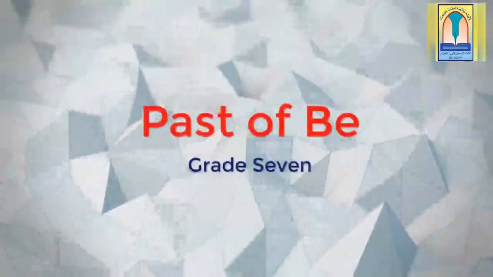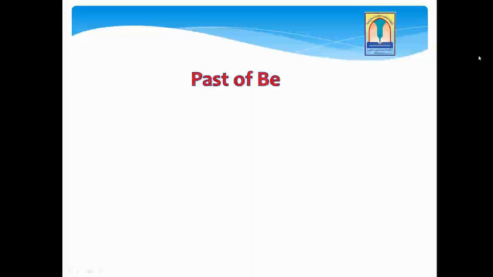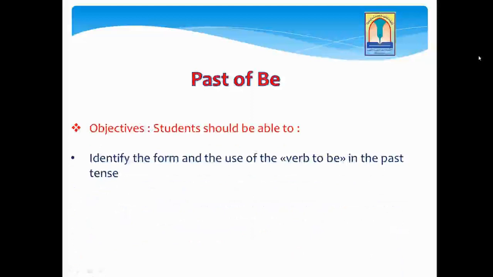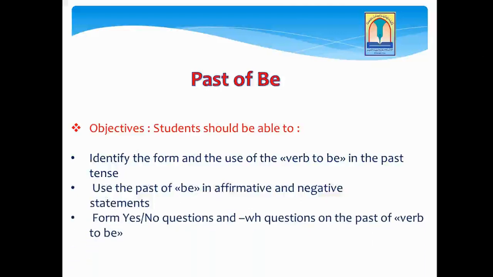Today, I am going to explain the grammar lesson past of be. In today's lesson, students should be able to identify the form and the use of the verb to be in the past tense, use the past of be in affirmative and negative statements, form yes-no questions and WH questions on the past of verb to be.